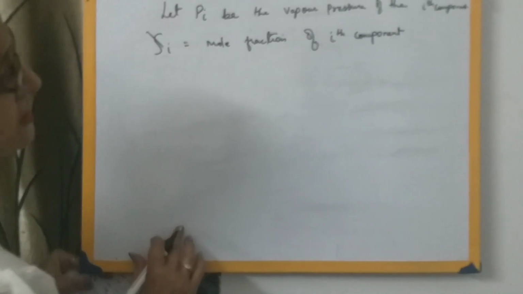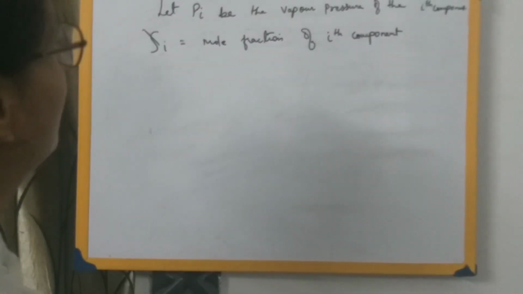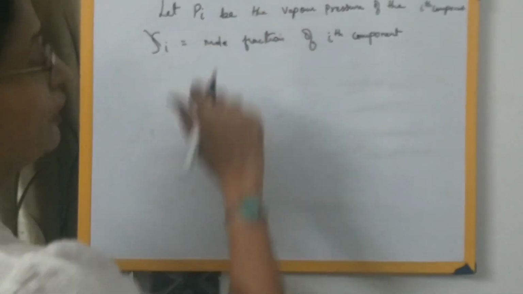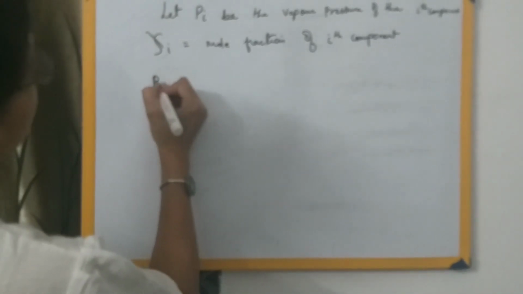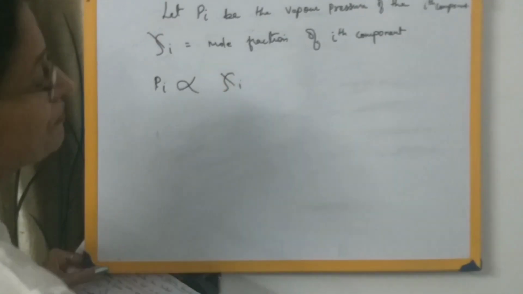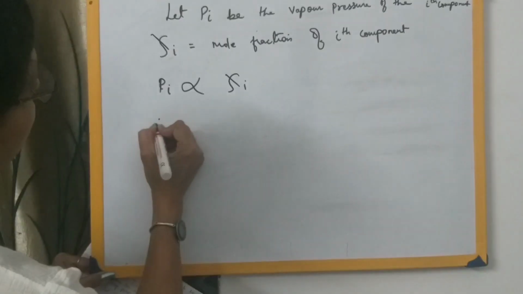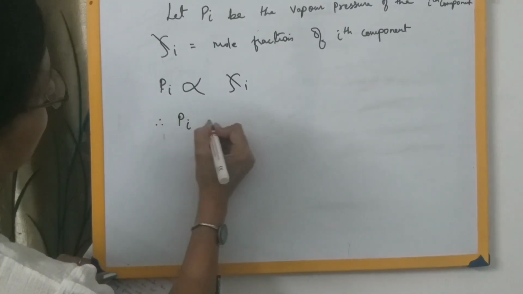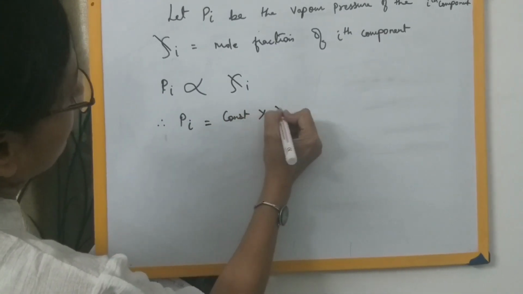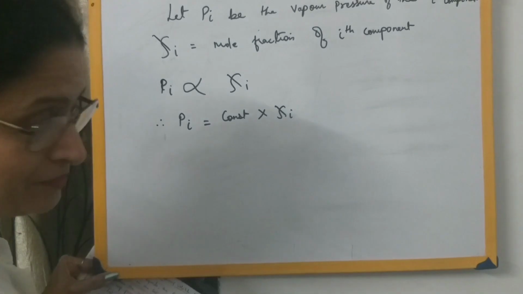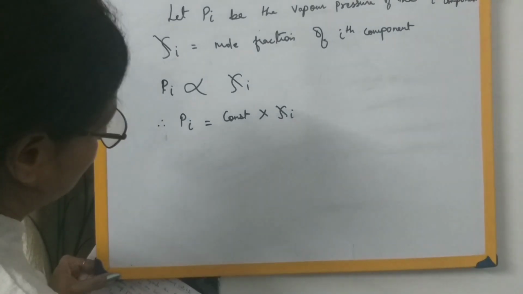Now what did Raoult say? According to his law, the vapor pressure is directly proportional to the mole fraction of each component. So i is one of the components, so we can write that Pi is proportional to chi i. Therefore, Pi is equal to a constant into chi i, that is the mole fraction of i.